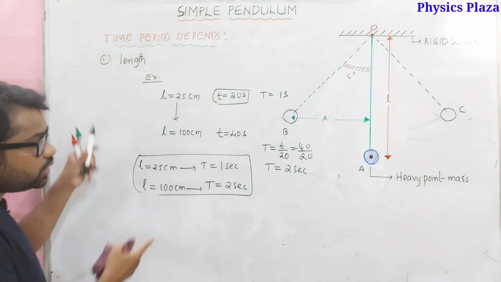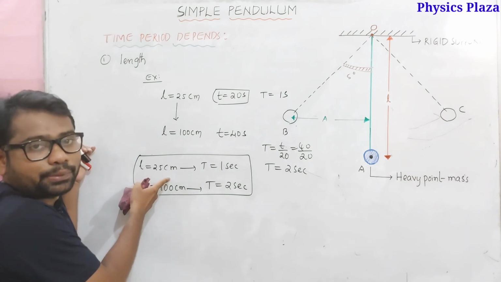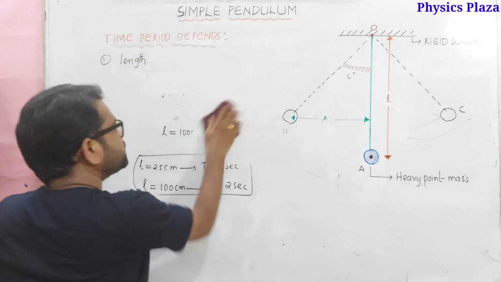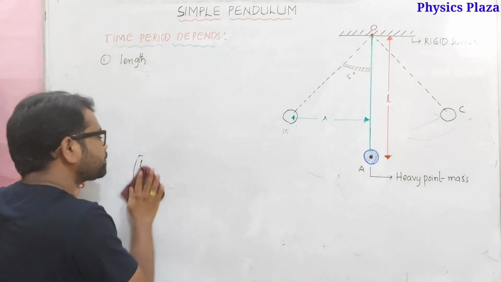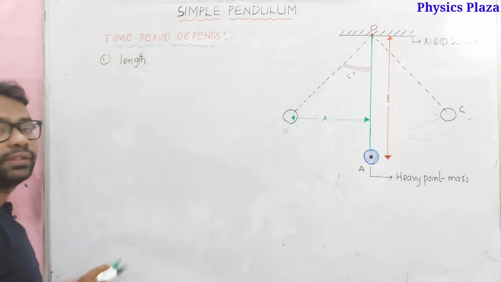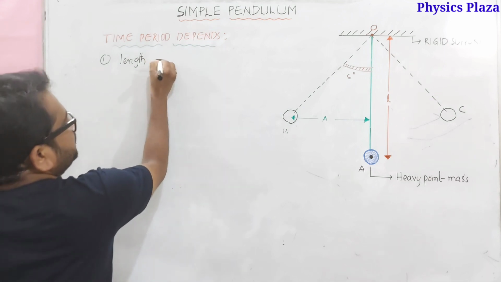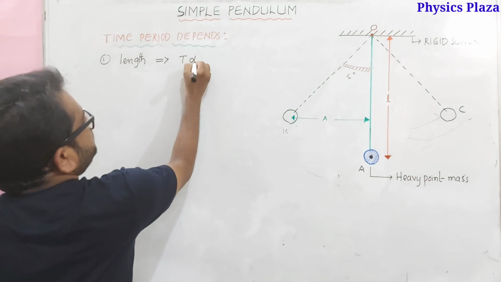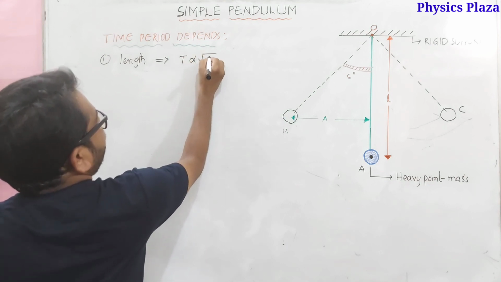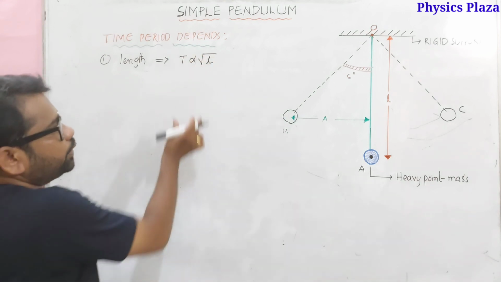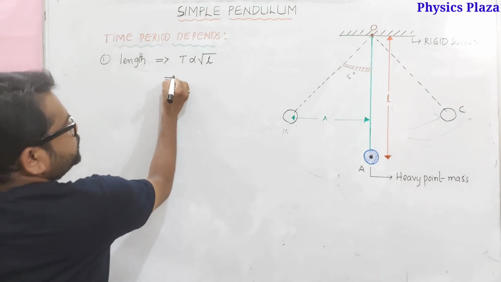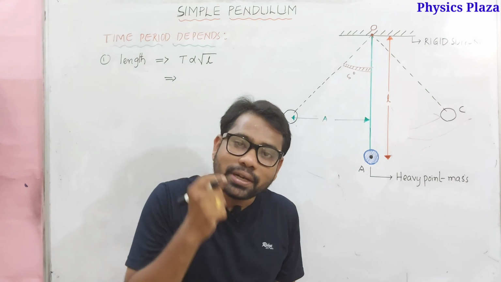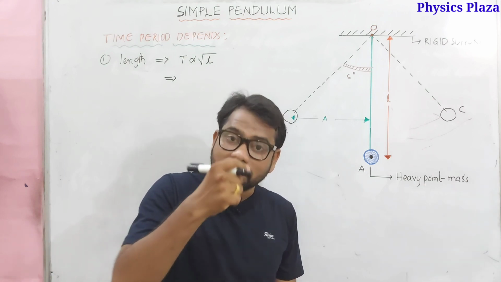So the first point, children, understanding this relation is very important. Okay, fine. So the first factor on which the time period of a simple pendulum depends is the effective length, and experimentally it is noticed that the time period of a simple pendulum is directly proportional to the square root of the effective length. From this we can make a formula, children, which we use to compare the time periods of two simple pendulums with different lengths.